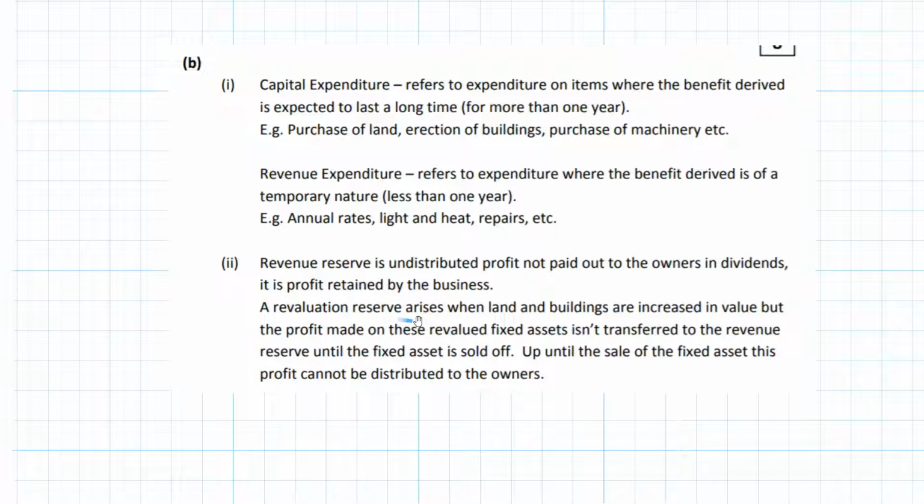Then we talk about revaluation reserve. It comes from land and buildings as they increase in value, but we obviously can't make the profits unless they're sold. So it isn't transferred to the revenue reserve until the fixed asset is sold. That's called realizing your profit. And up until the sale of the fixed asset, this profit cannot be distributed to the owners. So we can't realize it until it's sold.